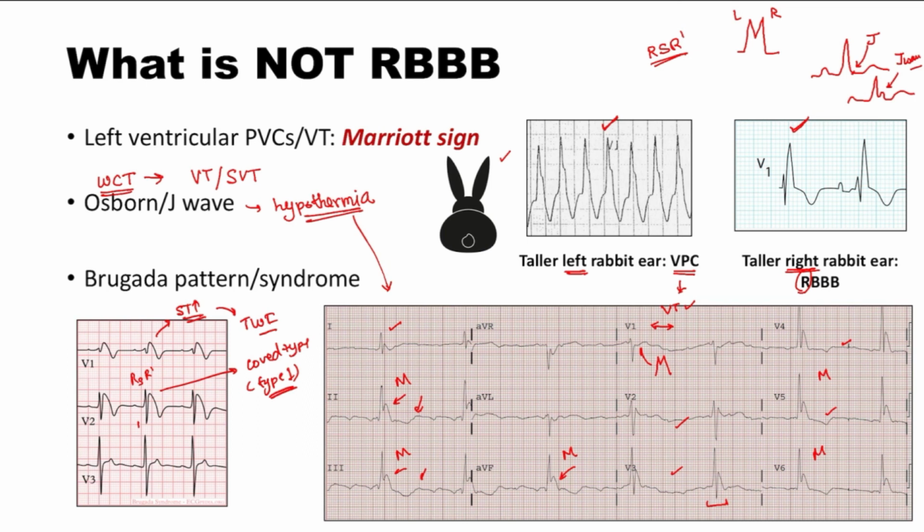So these are the conditions which may look like right bundle branch block, but actually are not. And if you miss this, you're going to miss a crucial diagnosis in the emergency department.